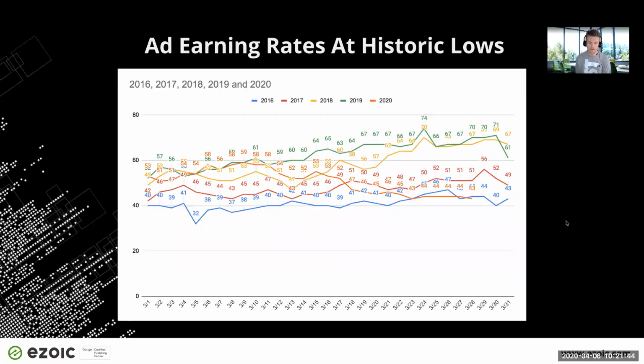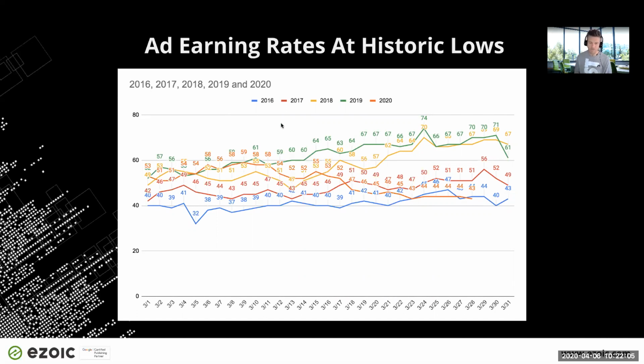You can also look at it from 2016, 2017, 2018, and on up. You can see the 2020 cohort here. This orange bar is doing fairly well, and that is up until about the second week of March. You can see things really start taking that turn, and now we're diving well below 2016 rates.